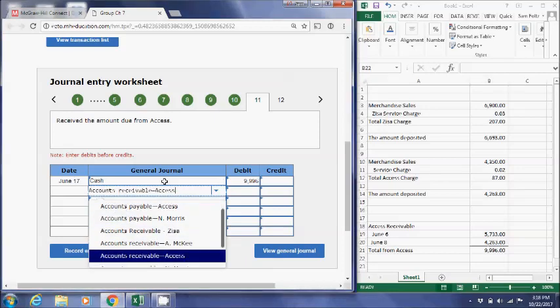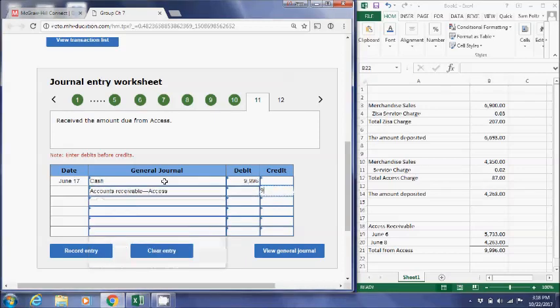So accounts receivable Access, 9996 is our credit. Just totaling up the two things that Access owes us.